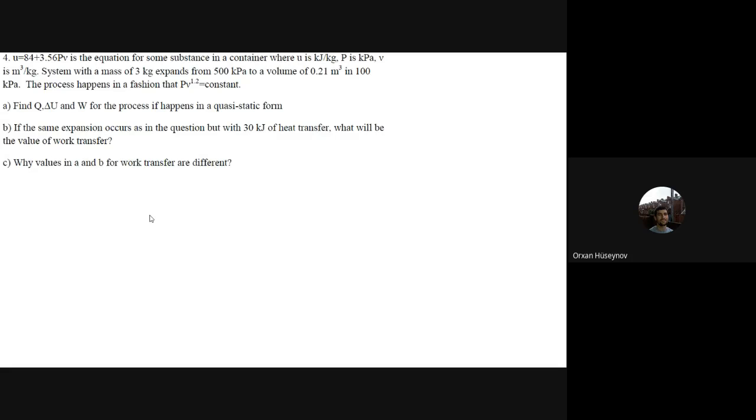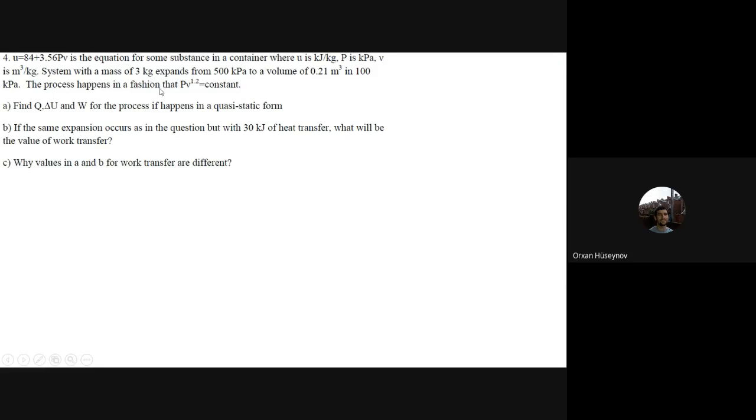From what we know as the boundary work. So the problem statement is: the internal energy change is U = 84 + 3.56 P nu, the equation for some substance in a container, where U is in kilojoules per kilogram, P is in kilopascals, and nu is in meter cubes per kilogram. The system with a mass of 3 kg expands from 500 kilopascals to a volume of 0.25 meter cubes at 100 kilopascal.